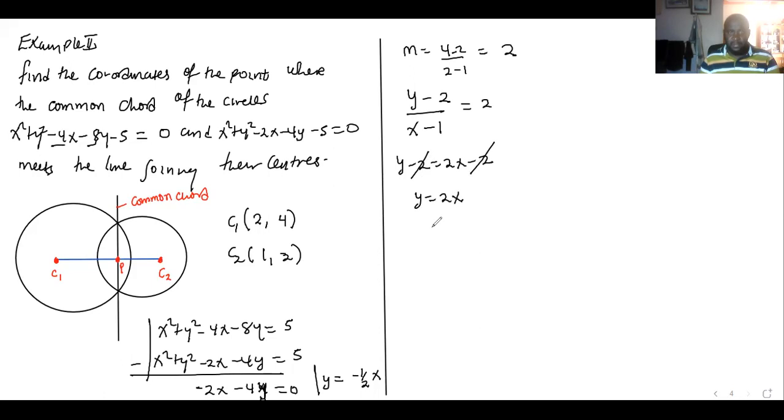Excuse me, sir. Yes, please. Sir, I've not got how we got those centers. Yeah. Do you remember how we get the center? If the equation is x squared plus y squared, give me the general equation of the circle.